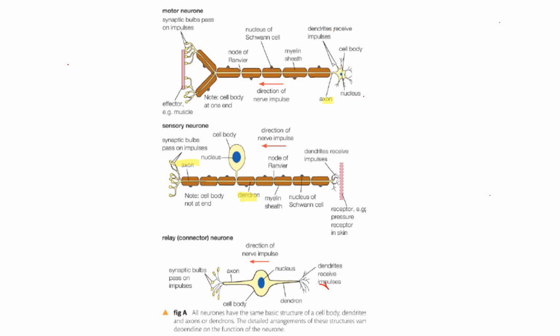And short relay or connector neurons, this is a connector neuron, are found in the central nervous system and they connect motor and sensory neuron. So this relay neuron is going to be present between the motor and sensory neuron, right? And we also call them bipolar neurons because they have both fibers, the axon as well as the dendron fibers.